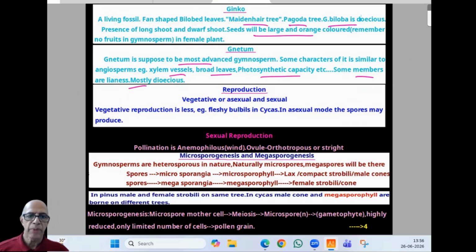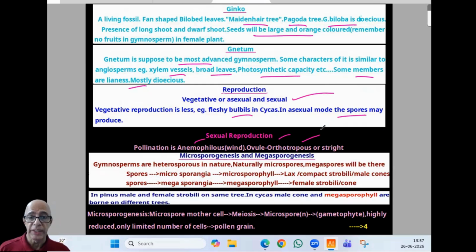Now reproduction. When we come to reproduction, it is vegetative, sexual, or asexual. Vegetative reproduction is less, for example, fleshy bulbils in cycas. In the asexual mode, spores may be produced. Now sexual reproduction. Pollination is anemophilous, wind pollination. Ovule is orthotropous or straight. Taproot also we can find.